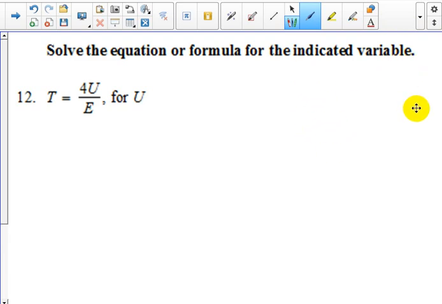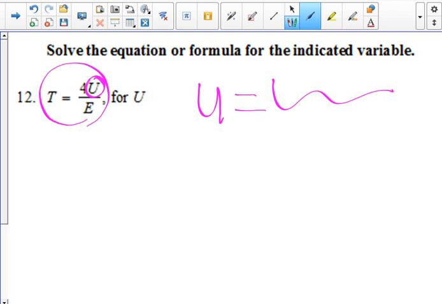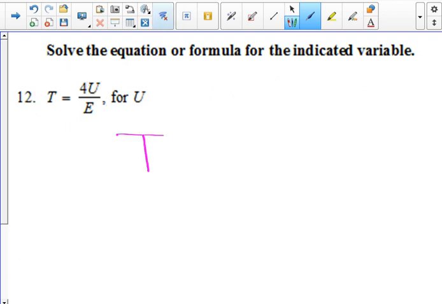For number 12, it says solve the equation or formula for the indicated variable. So this is just a literal equation. They want us to solve this equation for u. So that means we're solving for this. When we're solving for u, it means we're going to end up with u equals something. So basically, we're just going to rearrange this to u equals and everything else over here. So let's start by writing our equation, t equals 4u over e.